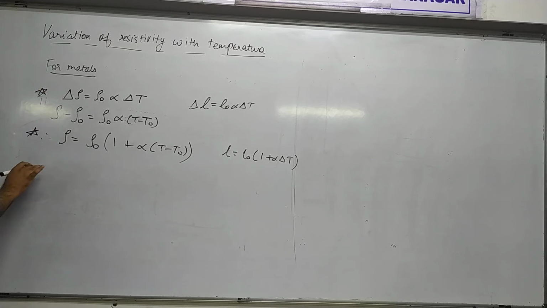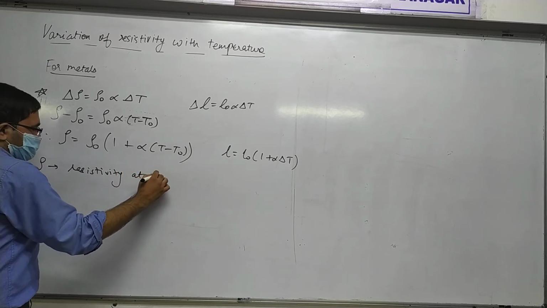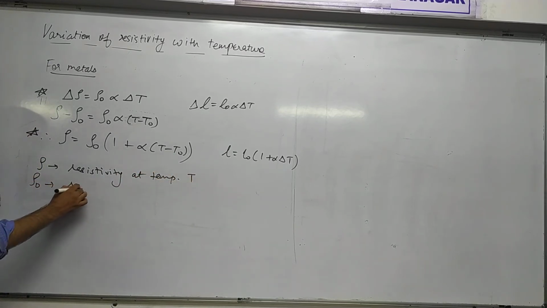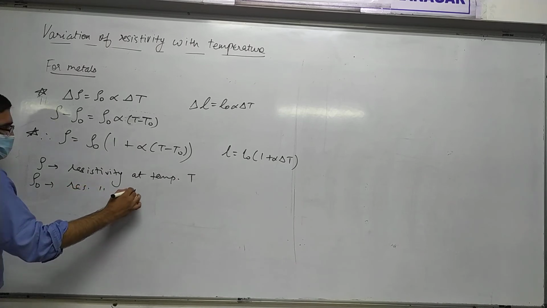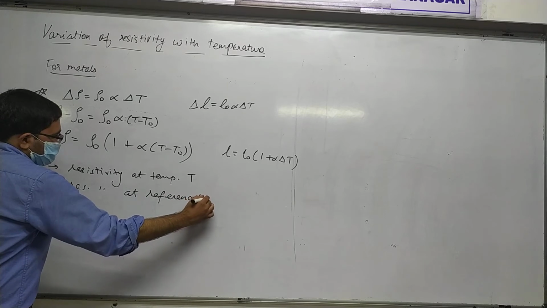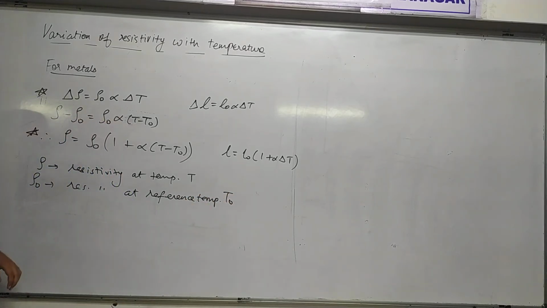You can write down the terms, it will be helpful for us. Rho for resistivity at temperature T. Rho 0 for resistivity at reference temperature, and that reference temperature is called T0.